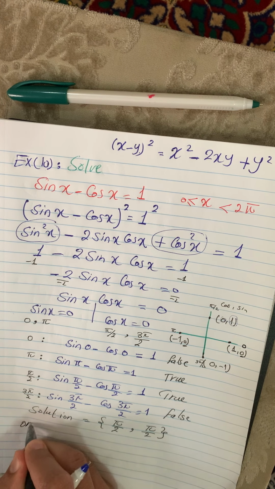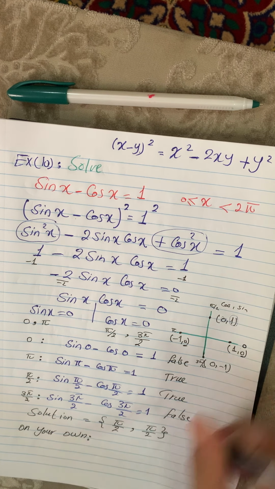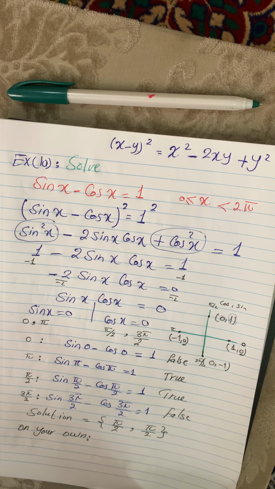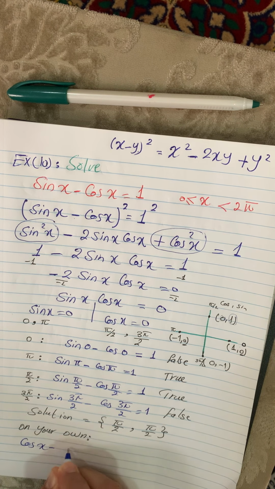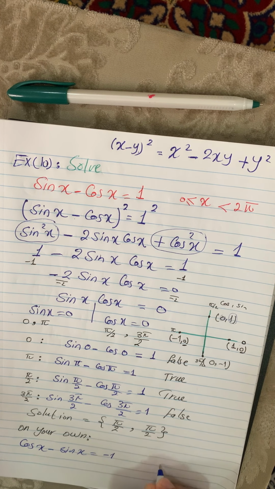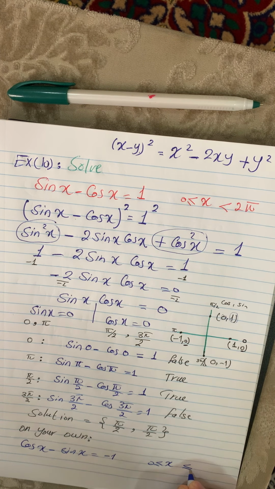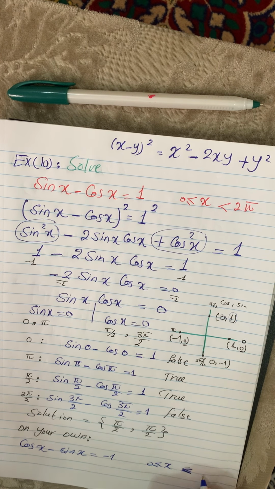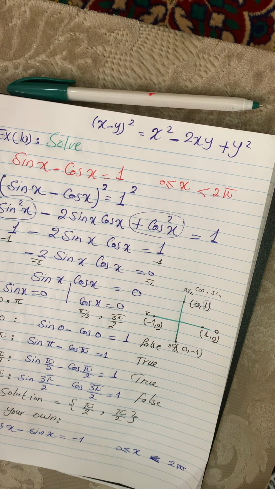Now on your own, follow the same strategy of solving this one. Solve cosine x minus sine x equals negative 1, and x more than or equal 0, less than 2 pi. Then send me the answers on the WhatsApp group.